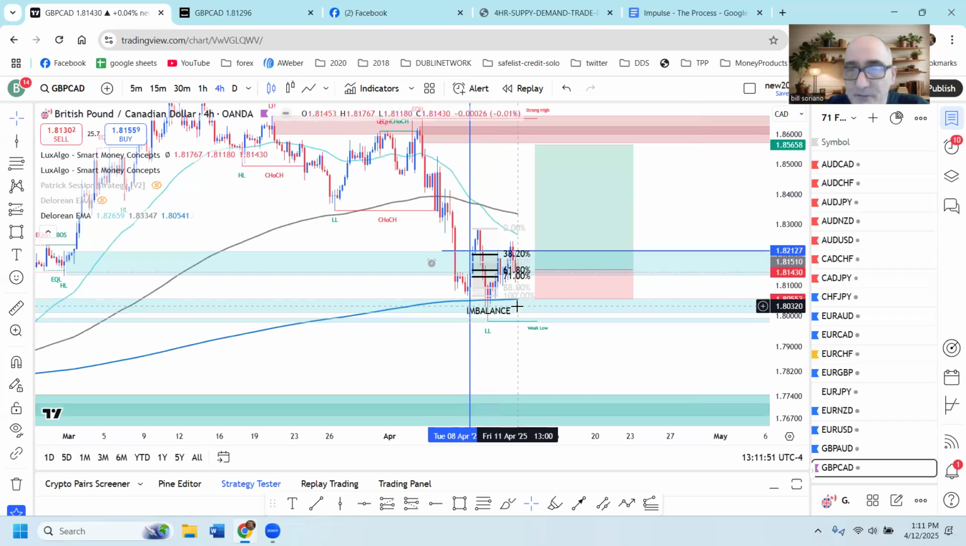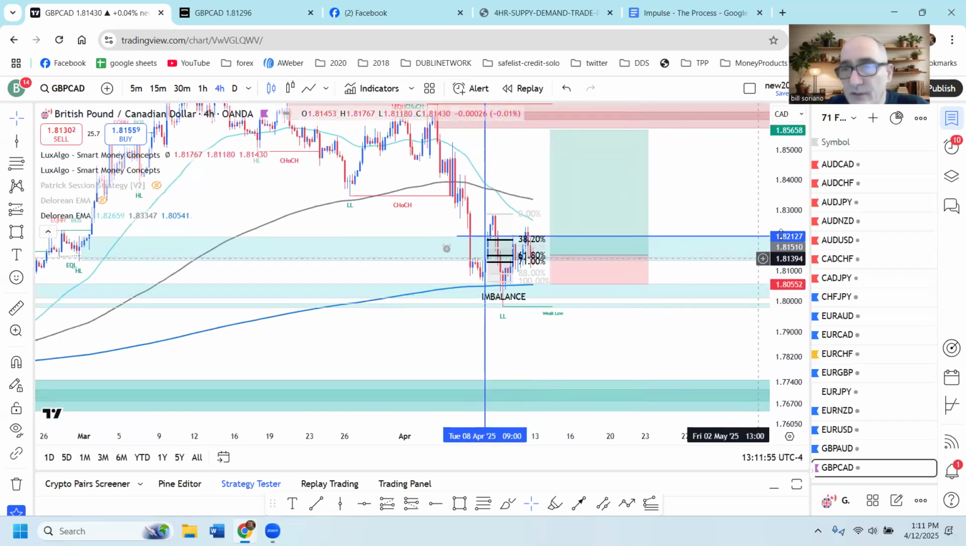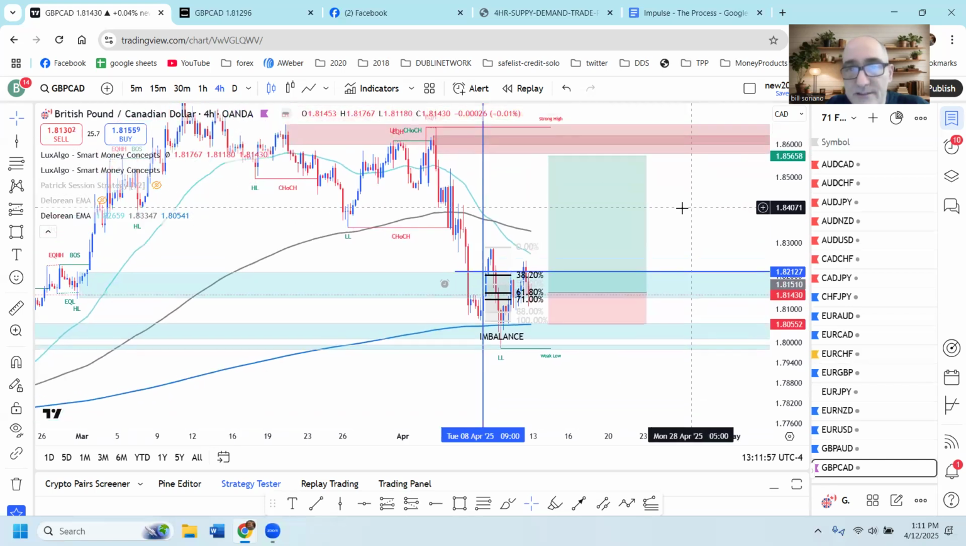Price stayed above the 800. It never closes below that 800. So that's why we're still bullish on this, even though the 50 has dipped below the 200. Price never closed below the 800, right? We got several wicks down below there. The price always closed above it.